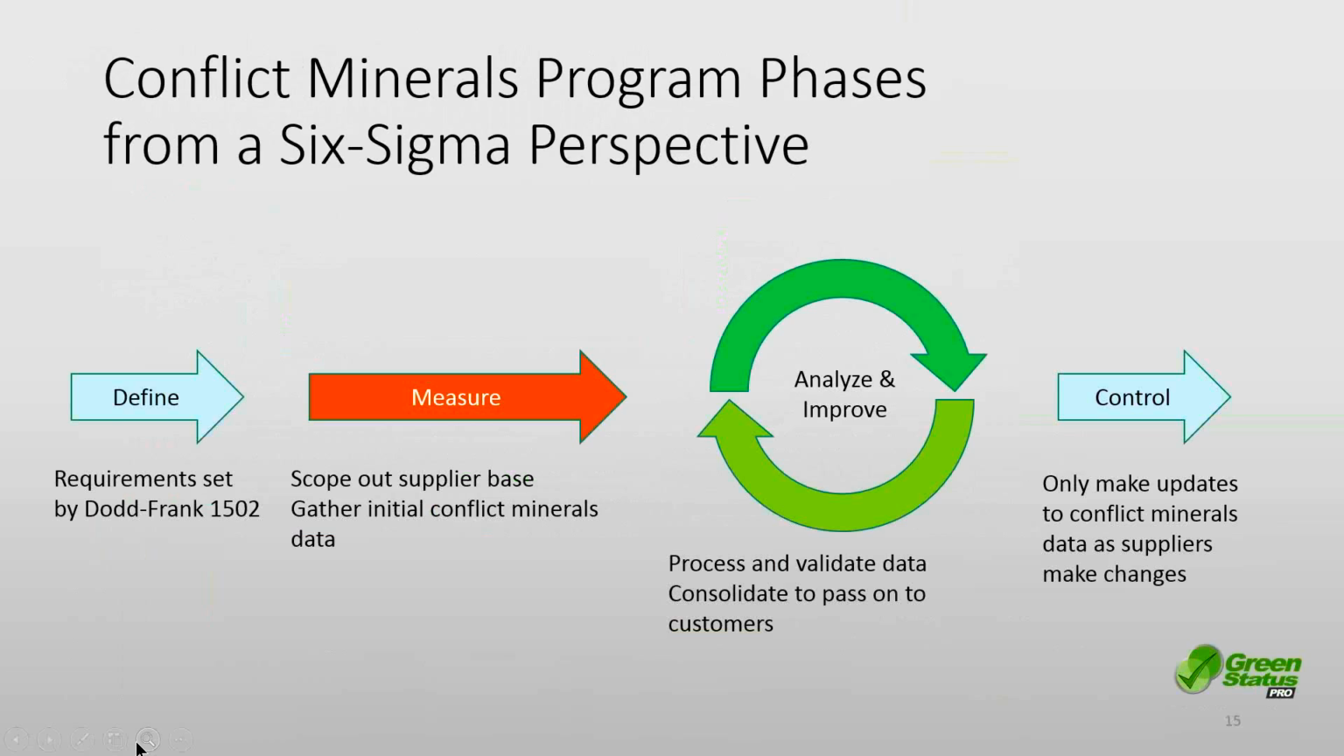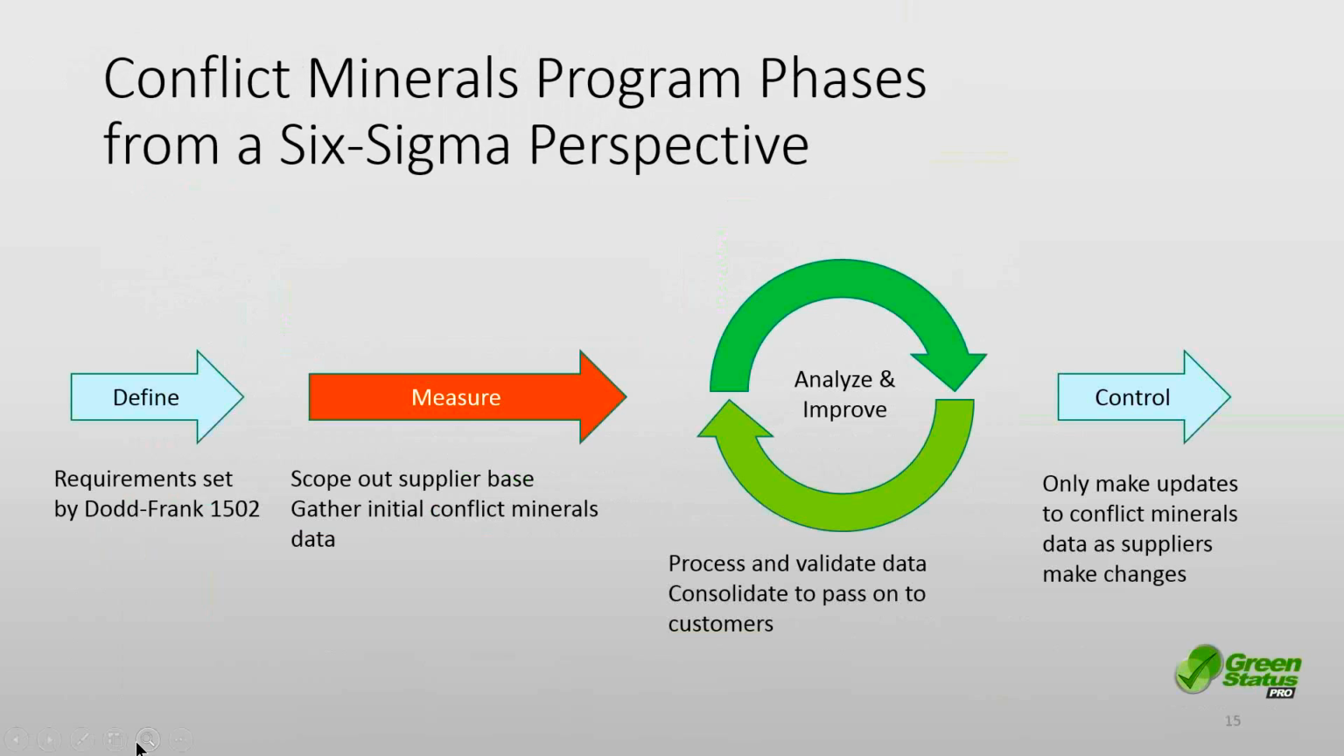One of the fundamentals of Six Sigma techniques is using a define, measure, analyze and improve, and control workflow. This workflow, also known as DMAIC, I've applied it to conflict minerals programs. The define phase was set when Dodd-Frank 1502 was passed. You know what the requirements are. For filers, they know what they're doing with their filings, and they have the expectations set for their suppliers who have to pass this data throughout their supply chain.